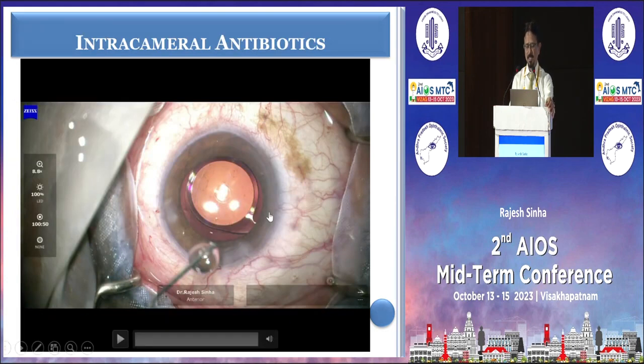Intracameral antibiotic is very useful and has been recommended by a large majority of studies done outside and studies done in India. They have all recommended that intracameral moxifloxacin can be used.